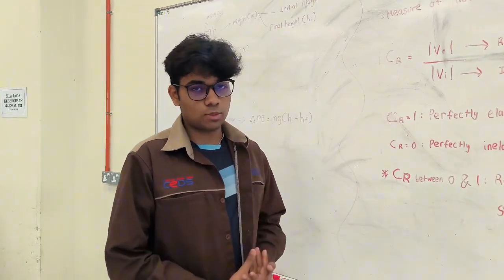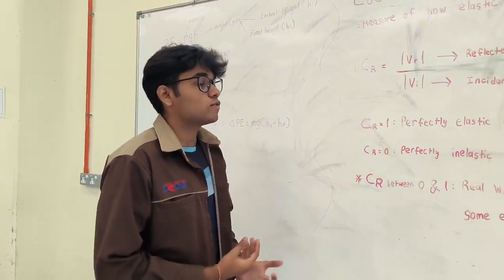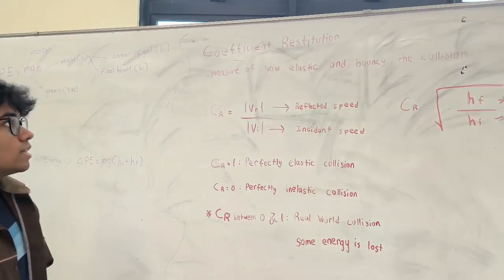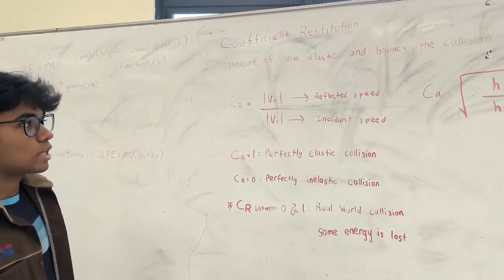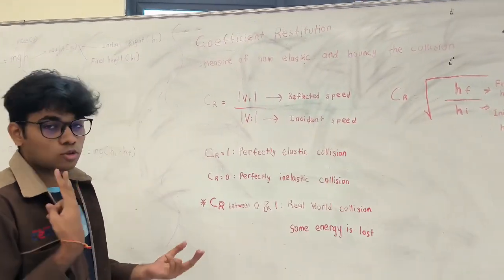Secondly, since in this experiment we are bouncing the ball, we'll be using the coefficient of restitution. This formula is to measure how elastic and bouncy the collision is. So there will be 2 formulas.